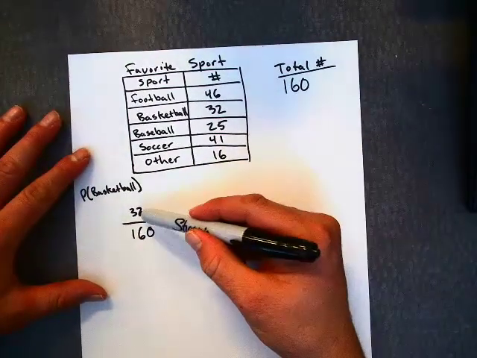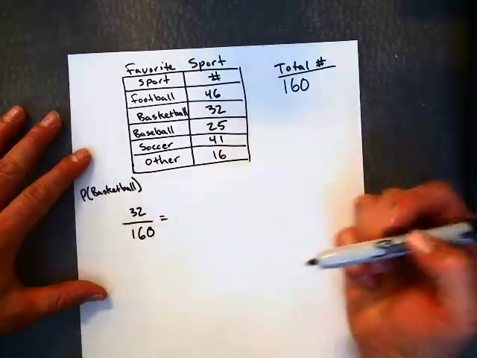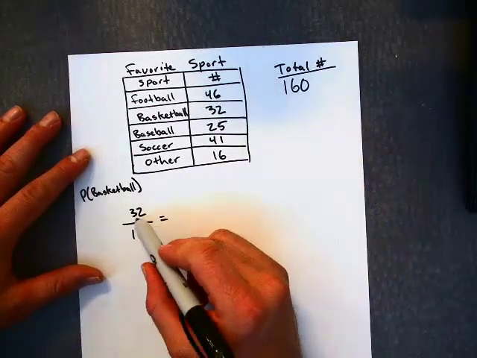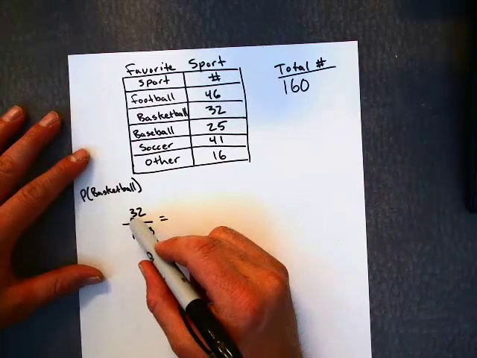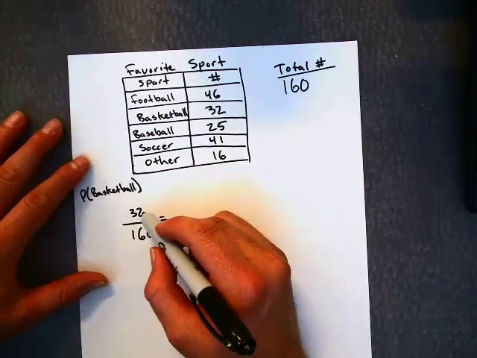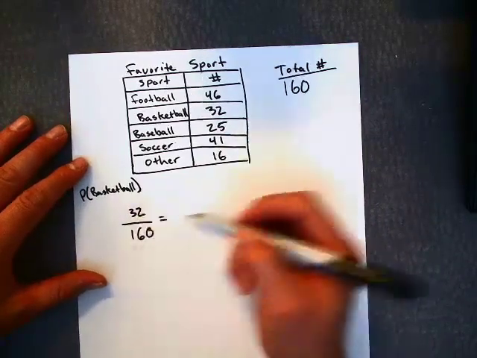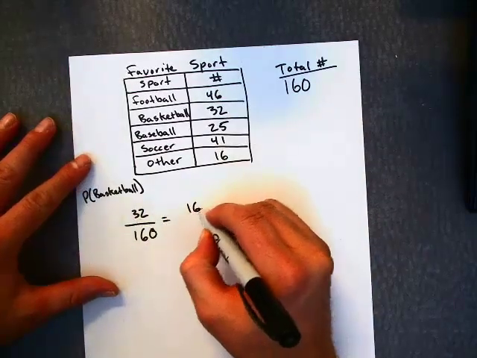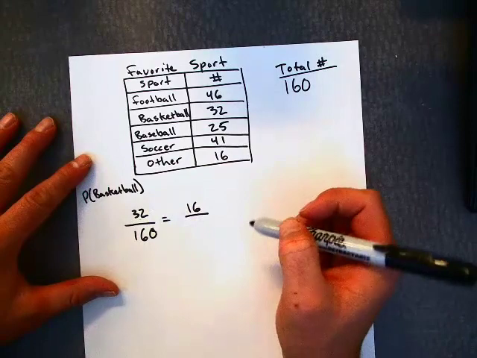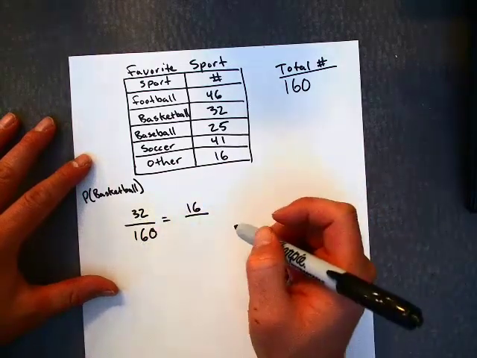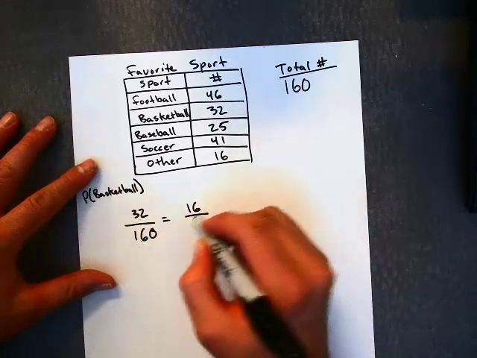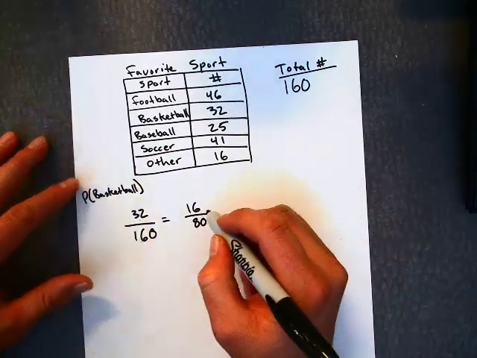Easiest way to reduce, they're even numbers, so I can cut them in half. What's half of 32? Some of you guys are like, one, no. Well, how do we get 12? There's a 6, right? 6 and 6. Okay, so let's do 16. 16 plus 16 is 32. What's half of 160? What's half of 16? 8, yep. 80.